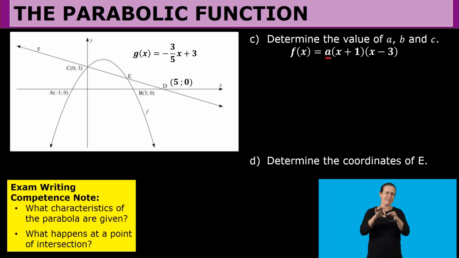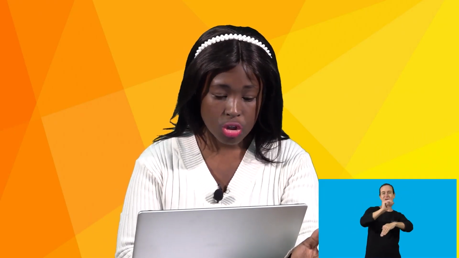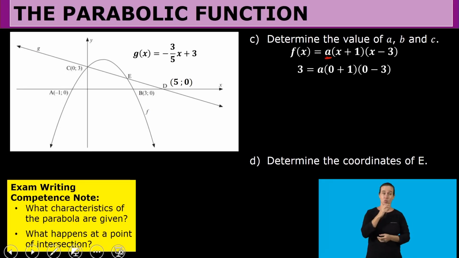Now, for us to find the value of A, we need to find another point that is on the graph that we are going to substitute, and we are going to find that value of A. The only point that we can use is point C. Take note that we cannot use point D because point D is not on the parabola. So we are going to substitute the values of x and y using point C. That is 0 for the x value and 3 for the y value.